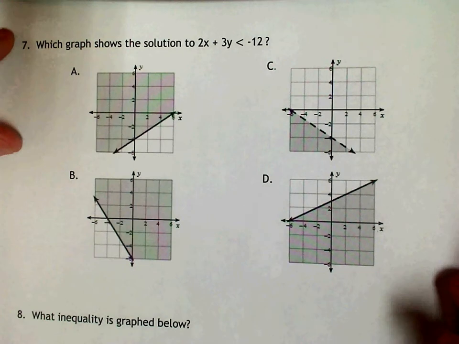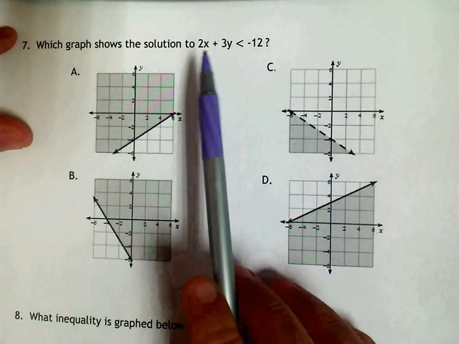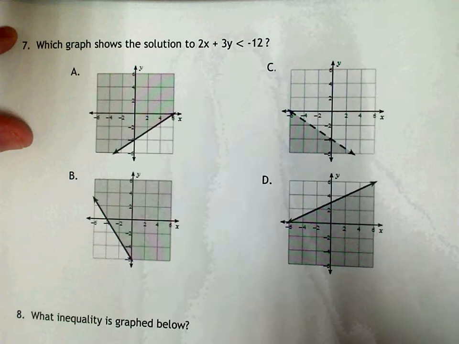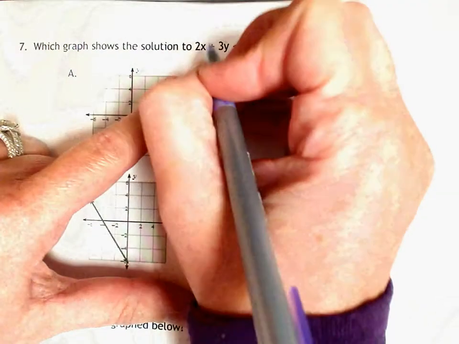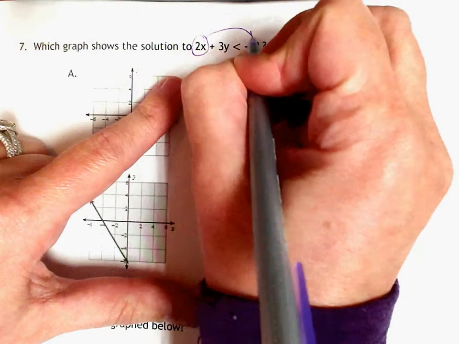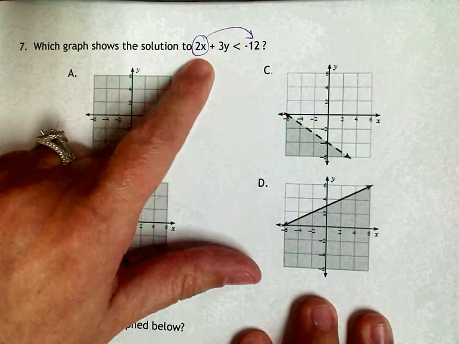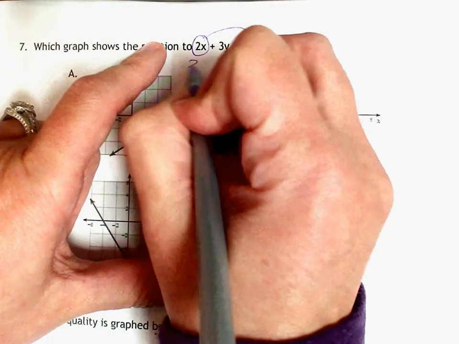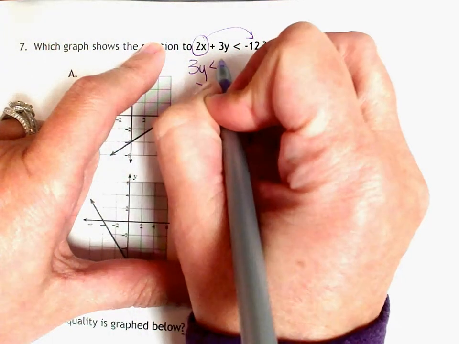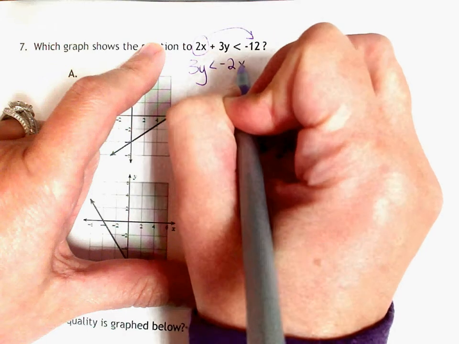So the first thing you're going to have to do is solve for y. So put it in slope-intercept form, which is y equals mx plus b. So you want to move x to the other side of the inequality, and when you do that, that changes the sign of the x only. Okay, so the 3y is going to stay 3y, and that 2x is going to be negative 2x, and then minus 12.